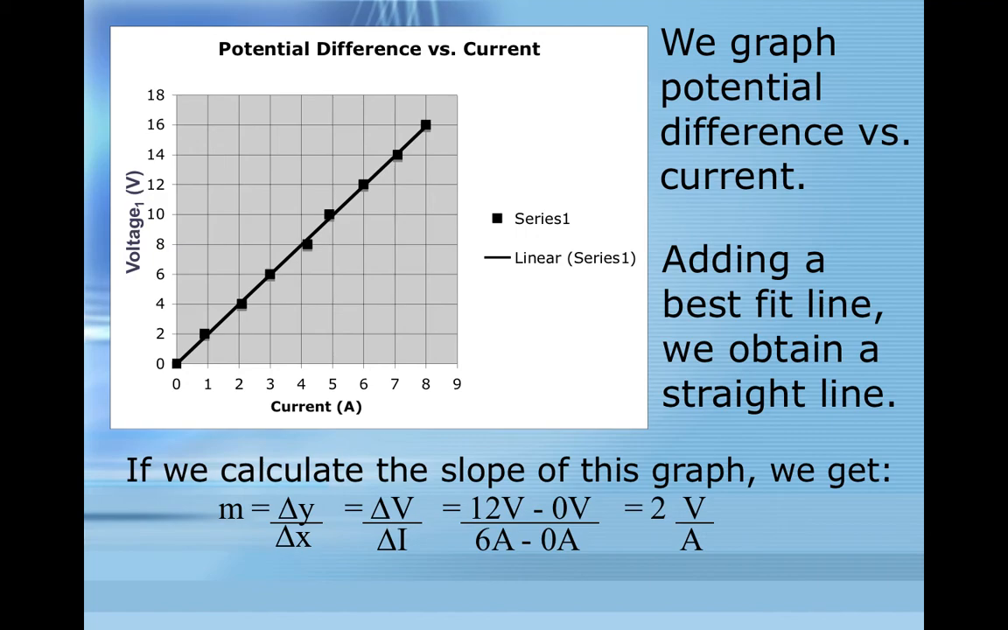Now, do you remember what a volt per amp simplifies to? What unit? That is ohms. So the slope of a potential difference versus current graph gives you the resistance of your circuit. Very important. So if you were asked for the physical significance of the slope of this graph, you would say resistance. Okay.